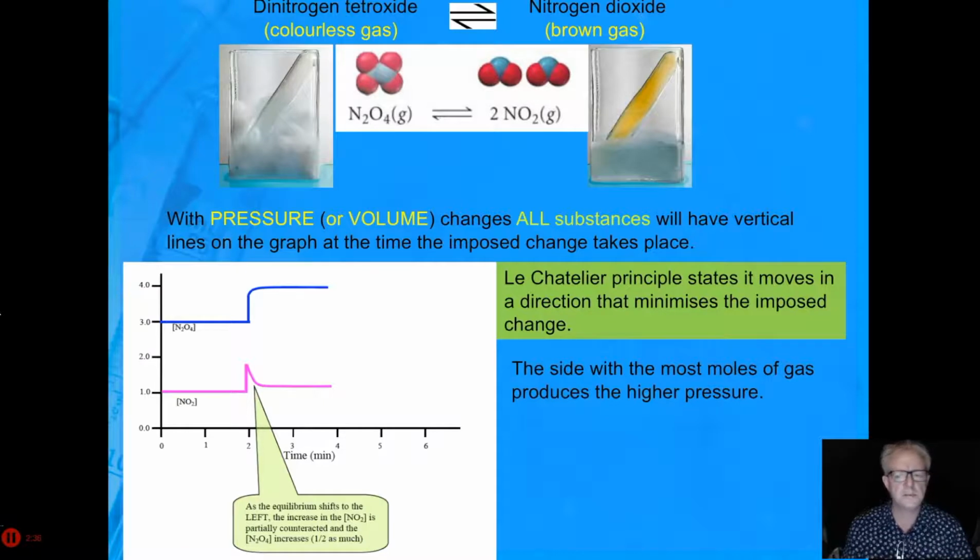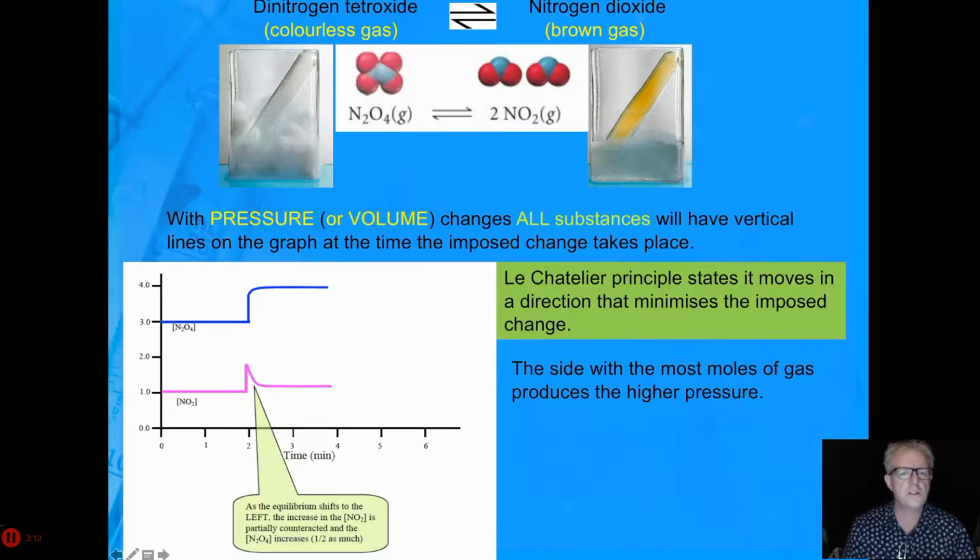Now, Le Chatelier's principle states that the system moves in a direction that minimizes the imposed change. With gas molecules in equilibrium reactions, if you're decreasing the volume, that is, increasing the pressure, then the molecules have less space to move around. And so the system wants to go in the direction that minimizes that change. In other words, it goes to the side with the least number of gas molecules. That means there will be fewer collisions between the gas molecules.